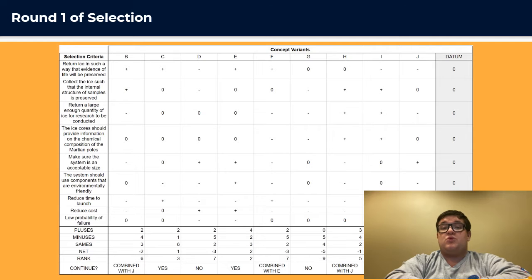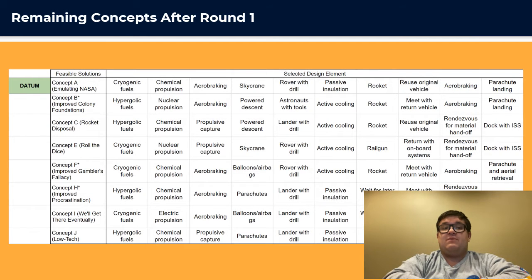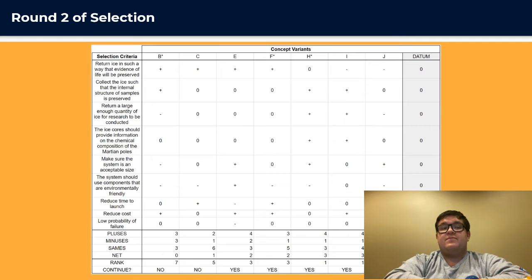After the concepts were generated, they were all put through the process of concept selection. During concept selection, 9 criteria were used in a Pugh matrix in the first and second rounds of selection, followed by a selection matrix for the third and final round. The criteria used in the Pugh matrices were as follows: returning the ice in a state such that evidence of life is preserved, returning ice preserving internal structure of the sample, returning a quantity of ice sufficient for research, providing information on the composition of the Martian poles, making sure the system is of an acceptable size, ensuring the system is not harmful to the environment, reducing the time to launch, reducing mission costs, and lowering the probability of failure.